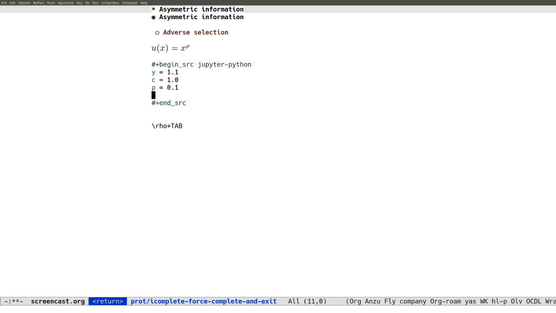So these are the parameters. So now I can define the utility function. That's going to be x to the power rho. In Python, to the power is these two stars.